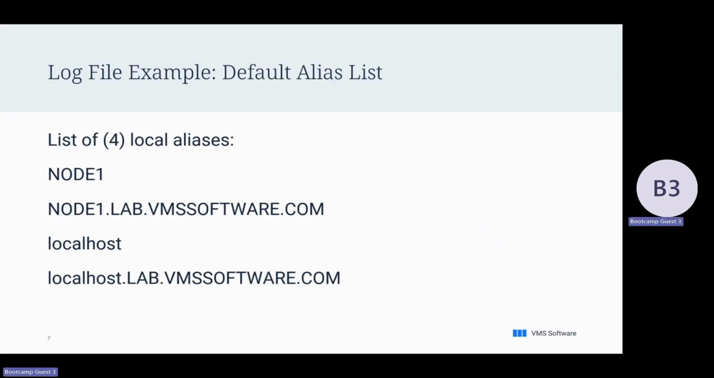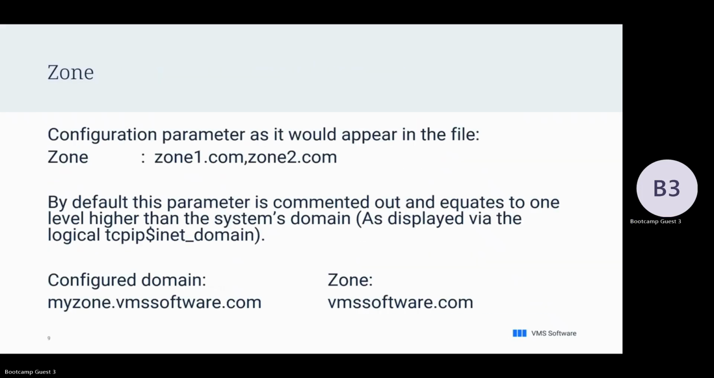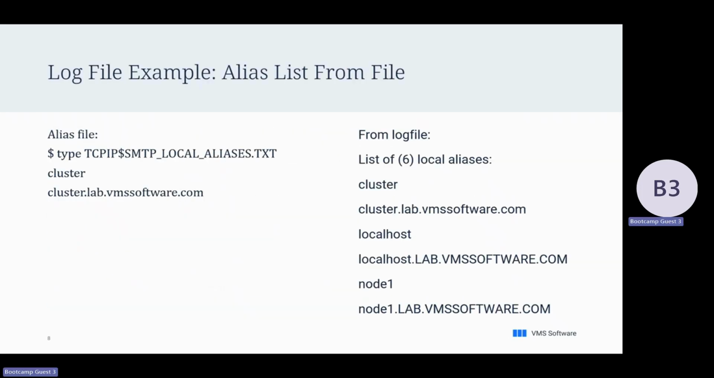So if we look at the log file, here's our default alias list. This is how it's going to appear in the log file. So when we type our SMTP aliases text file, I put in cluster and cluster.lab. And then from the log file, we see now, not only did it have my 4 in there, it added the 2 from the configuration file.